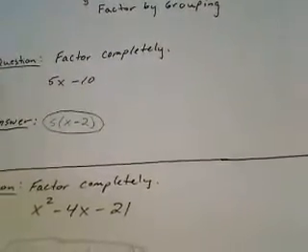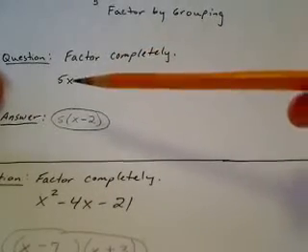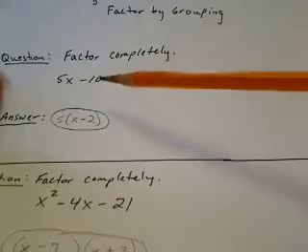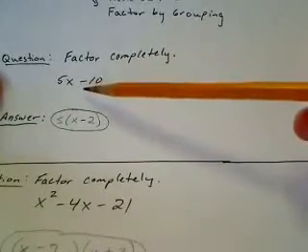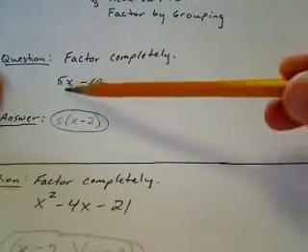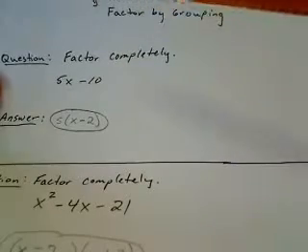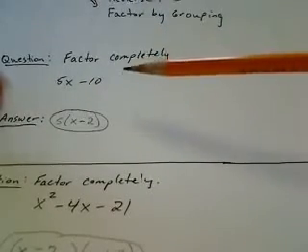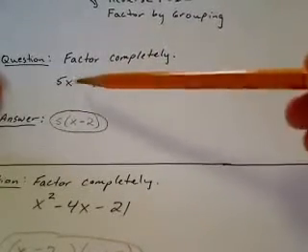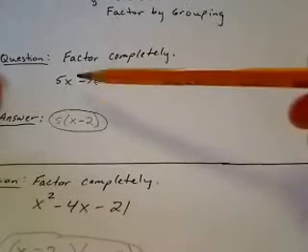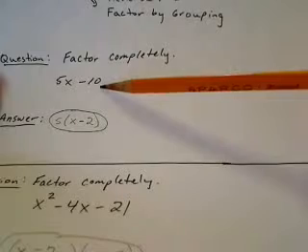For our first, finding the greatest common factor, the question says factor completely. So we have 5x minus 10. Now when we look at that, we're looking for a number and/or expression, including variables, that we can extract that goes into both 5x and also into negative 10, so that we don't have anything left over or a remainder. So when we look at these two expressions, 5x and negative 10, 5 goes into 5x evenly, and it also goes into negative 10 evenly.